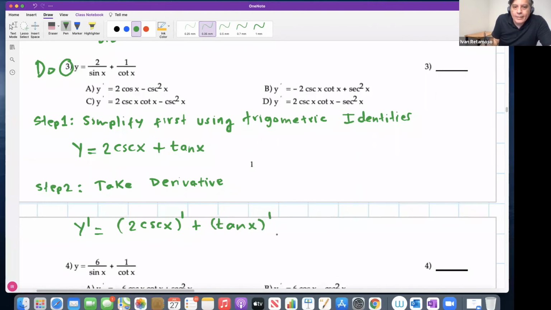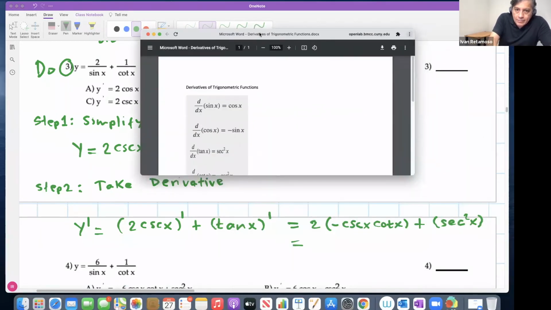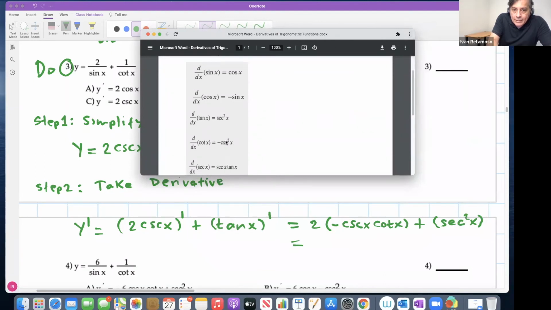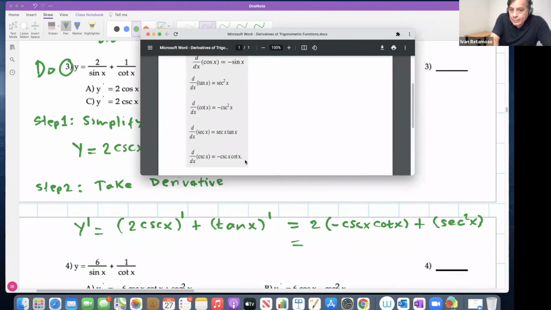All right. So what's the derivative of this part? Well, the derivative of this part should be just 2 outside, the derivative of cosecant. But the derivative of cosecant is minus cosecant of x multiplied by cotangent of x, right? And the derivative of tangent is secant square, right? Secant square. Professor, what if I don't remember this? No problem, guys, it's there. I send you a link, it's on our website, right? Derivative of cosecant is here, minus cosecant times cotangent, and derivative of tangent is here, secant square.